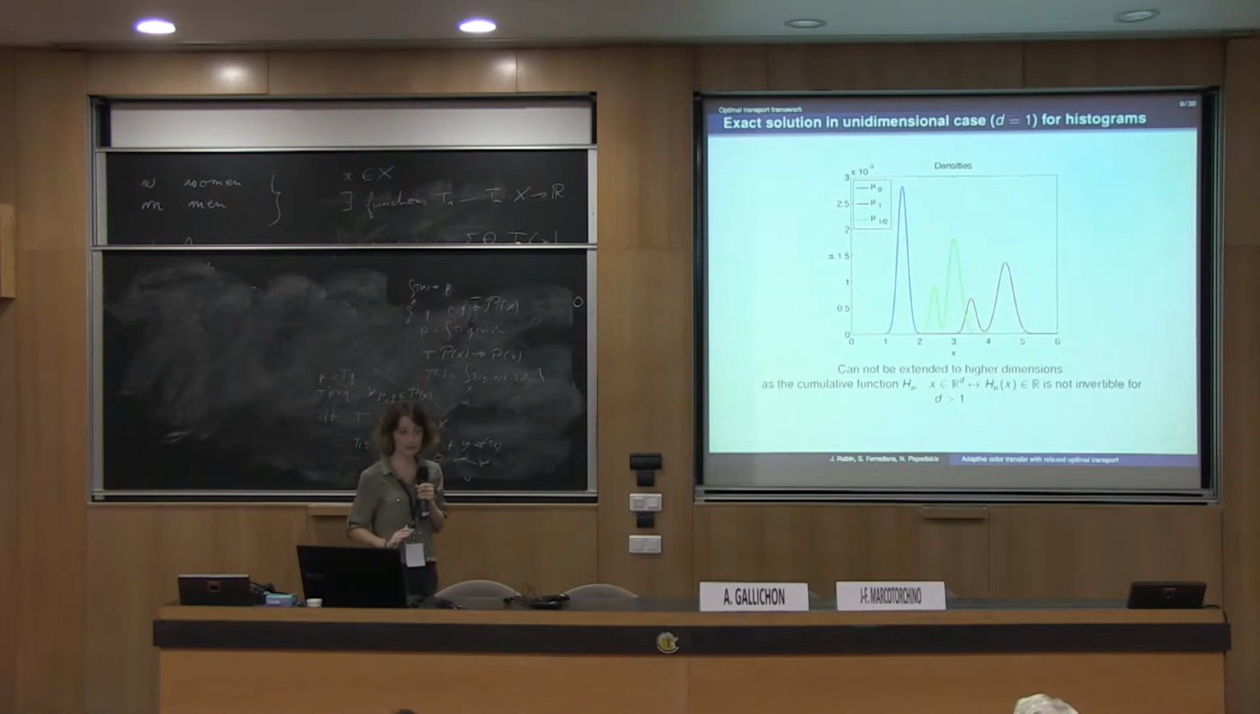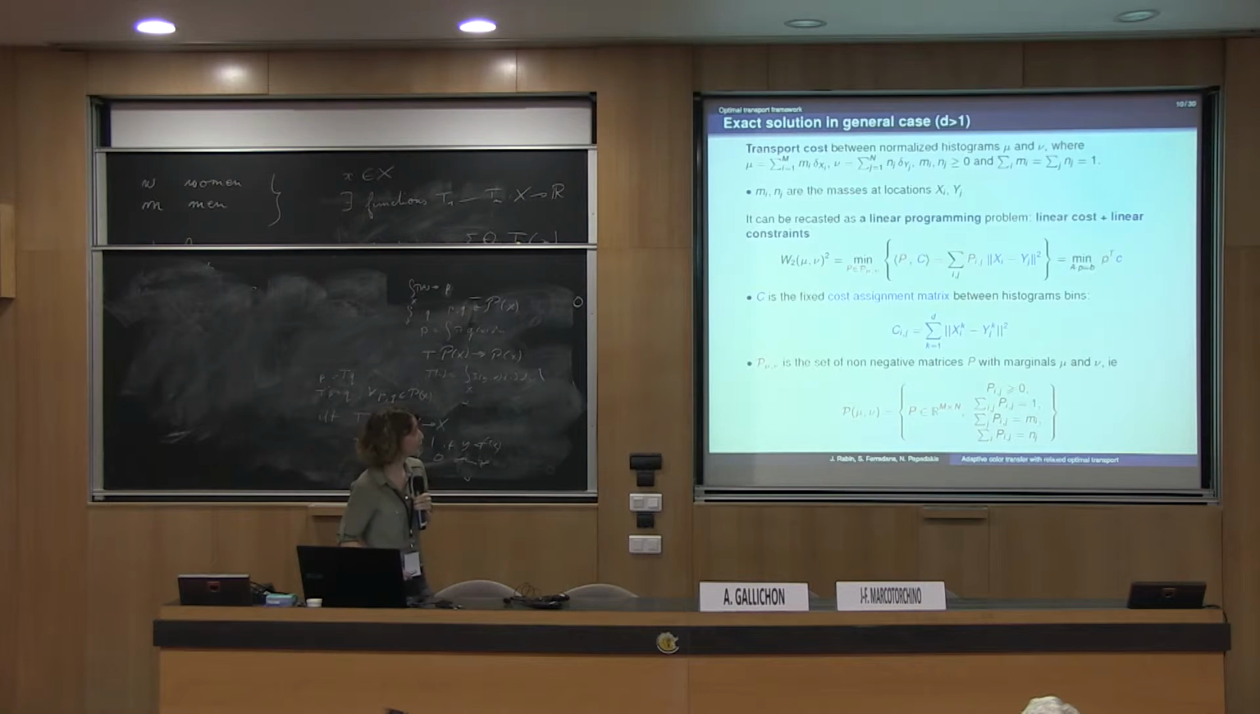This is easy, we know how to do it. The problem is that when our dimension is higher than 1, when our points are in dimension bigger than 1, we cannot invert the cumulated histogram. It doesn't exist. So we need to see what we can do.